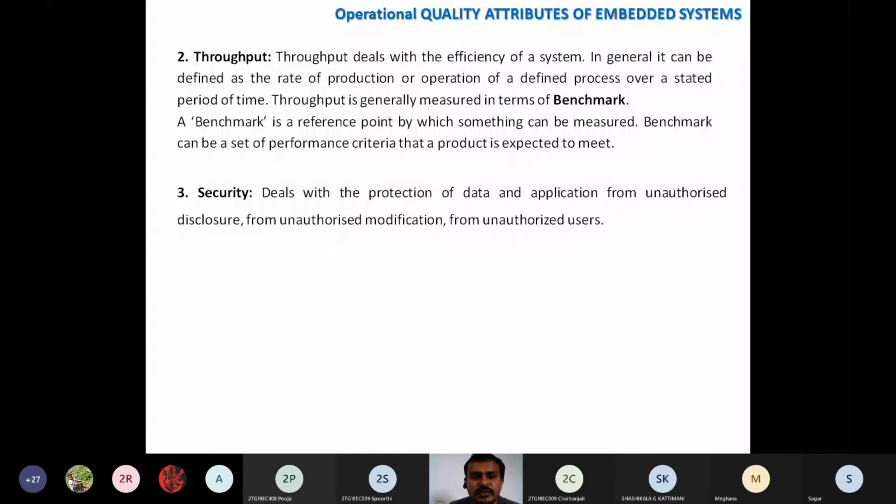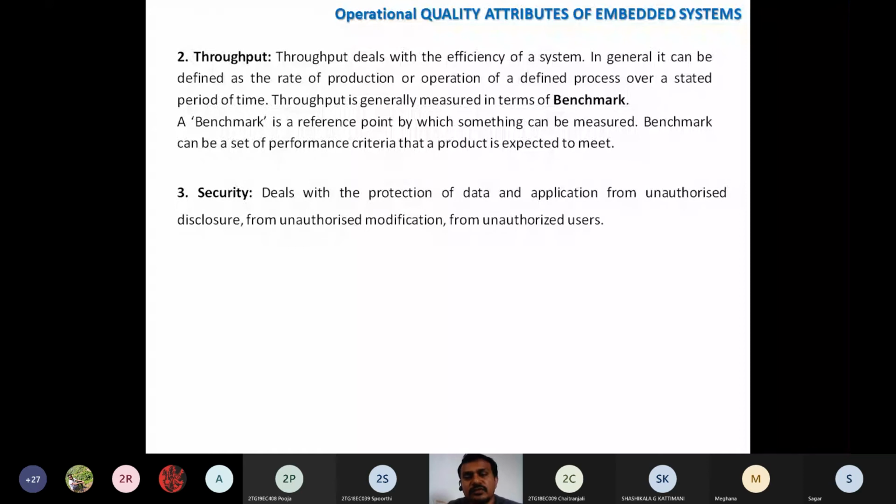Then comes the security. What is the security of the data? Whatever communication is happening, it is happening between two authorized persons, or authorized users. So security deals with the protection of data and application from unauthorized disclosure, from unauthorized modification, and from unauthorized users.